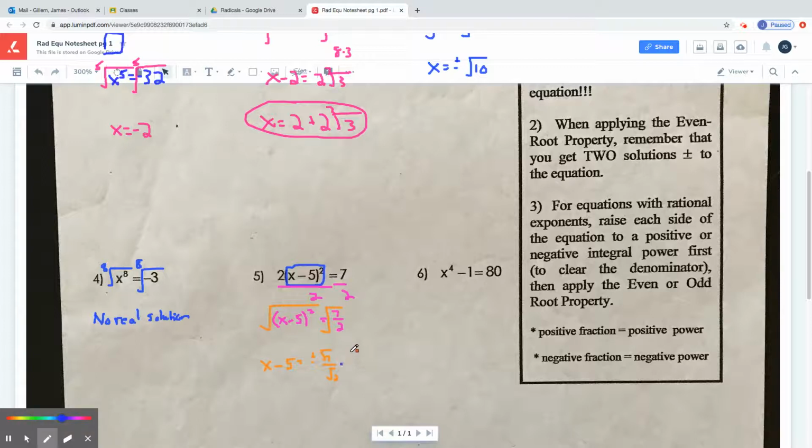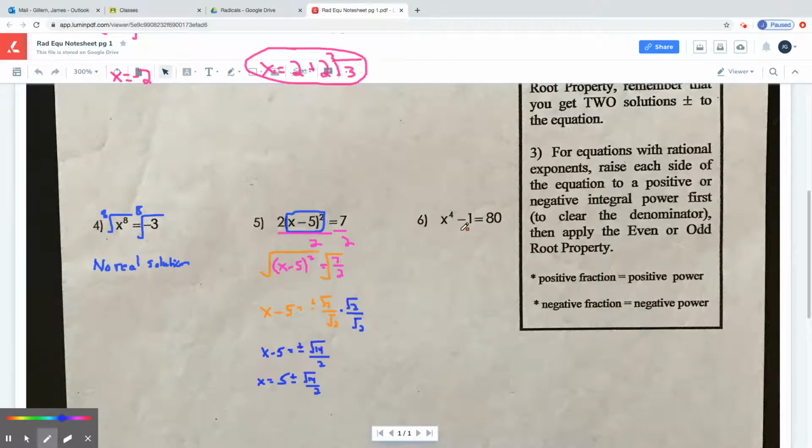All right, and to rationalize that, I multiply top and bottom by the square root of 2. So I'm left with x minus 5 equals plus or minus root 7 times root 2 is root 14 over 2. And then I need to go ahead and just move that over here. So x equals 5 plus or minus the square root of 14 over 2. All right, there's your answer.